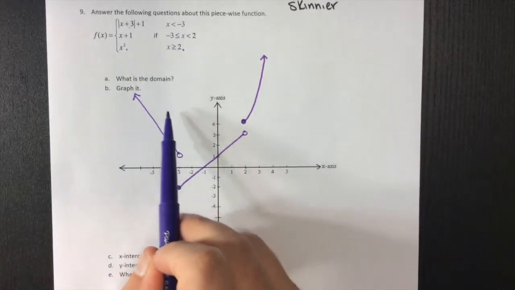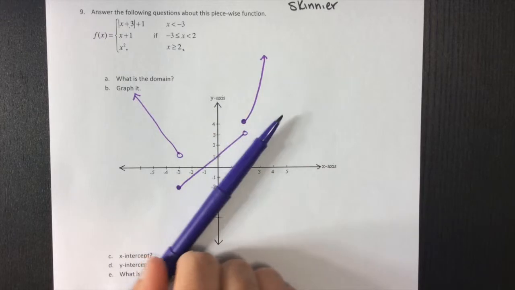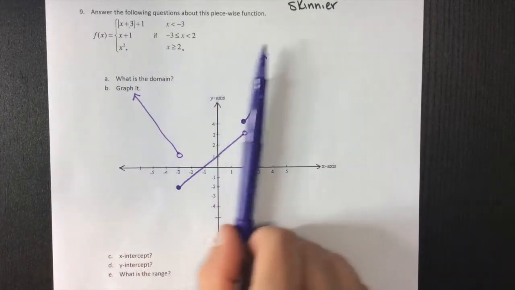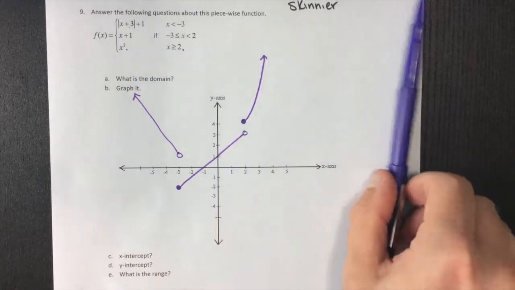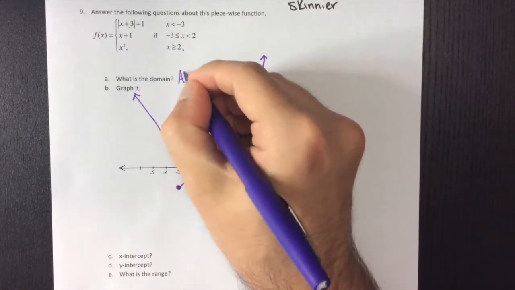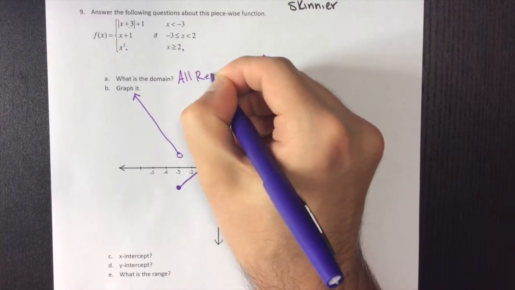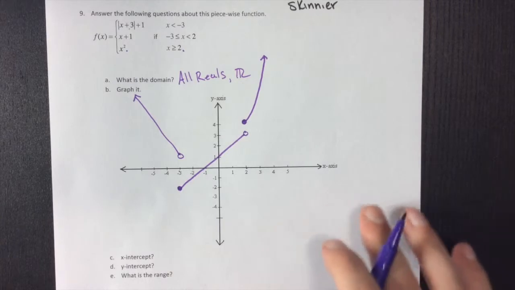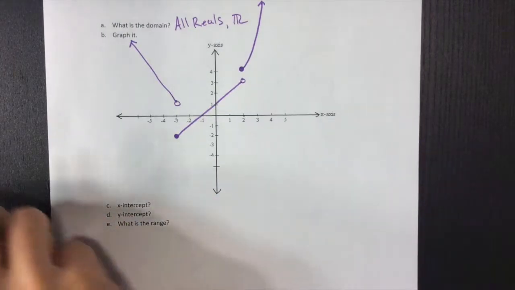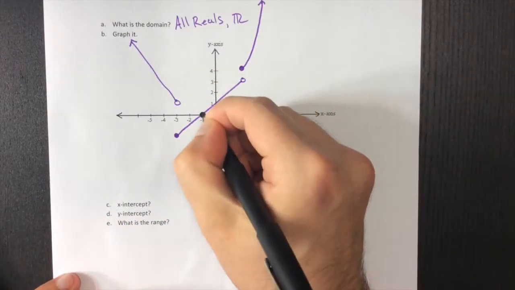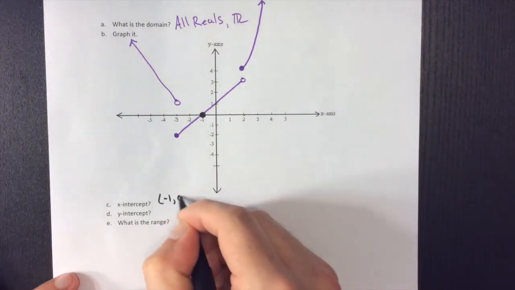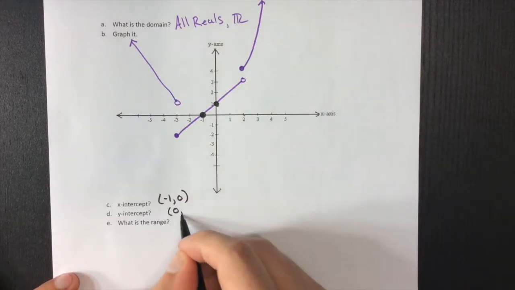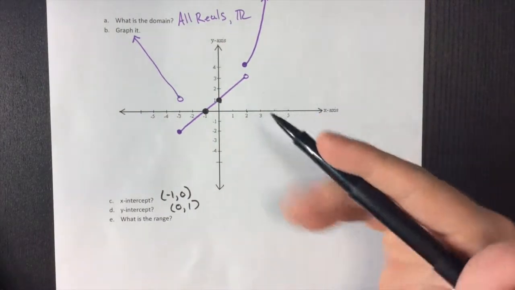What is the domain? Well, to the left, I'm everything. I can be negative 3, I can be 2, and I'm off to the right. So the domain here is all reals. I can be any number. If I want to look at my x-intercept, it's right here. So that's negative 1, 0. My y-intercept is right here. So that's 0, 1.